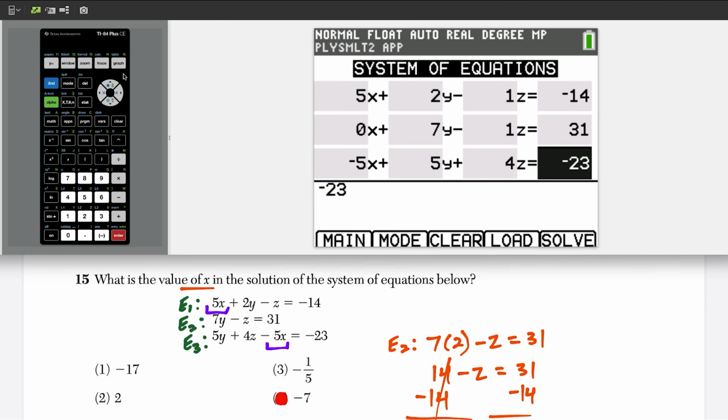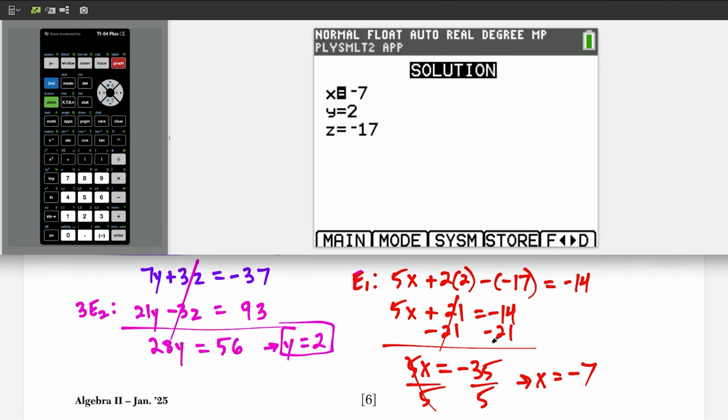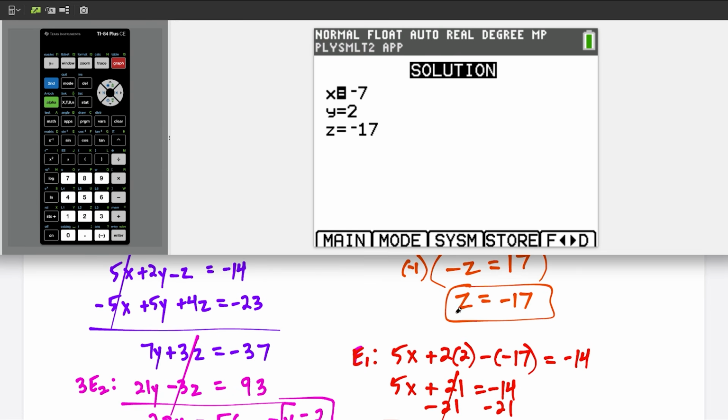So we type all of this in, we press graph to solve, and notice we have x equals negative 7, which is what we got, y equals 2, and we have z equals negative 17, so our values check out.